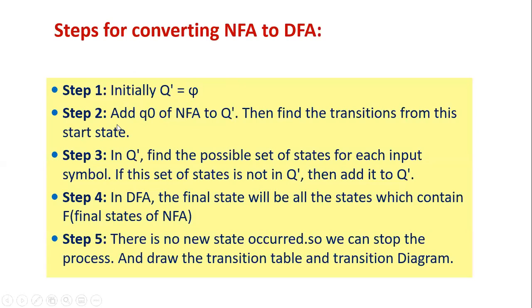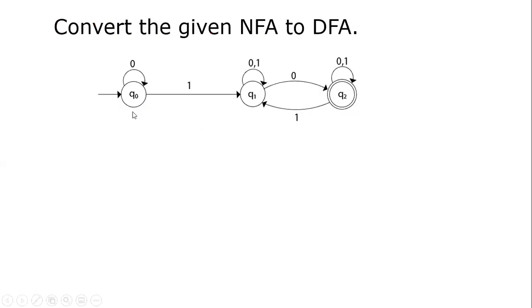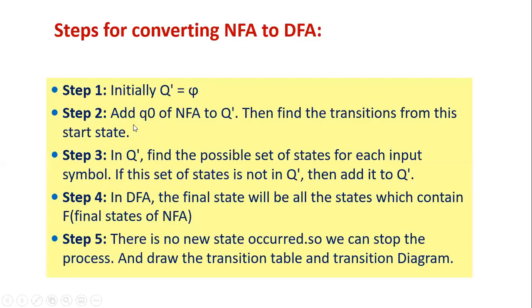The next step is to add Q0 of the NFA to Q dash, I mean the initial state of the NFA to the DFA. We are assuming that the initial state of the NFA is the initial state of the DFA also. So we just add the Q0 of the NFA to Q dash. Q0 is the initial state.